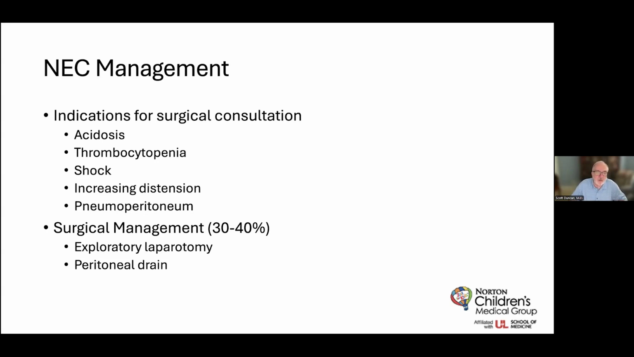Surgical management is required in 30 to 40% of these patients. They can range from an exploratory laparotomy to a peritoneal drain. Peritoneal drains have really come of age since the time that I trained, and they seem to be just as effective as ex-laps in the smaller premature babies. They're used a lot of times where you see pneumoperitoneum and you're concerned about rupture of the intestine. It allows the intestine to heal while it decompresses. The basic component to this would be decompression, exteriorizing the gut.